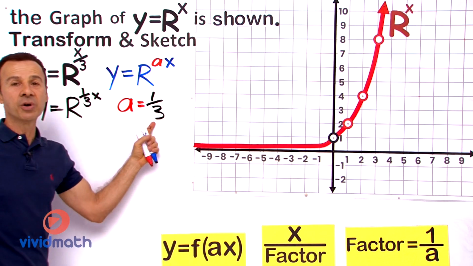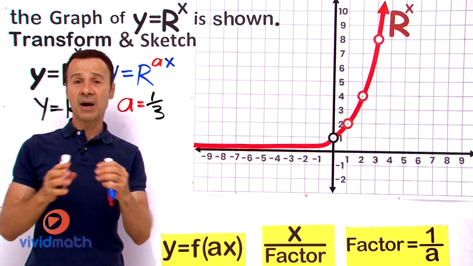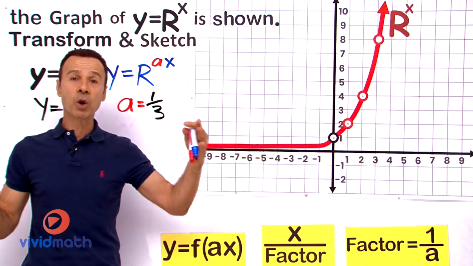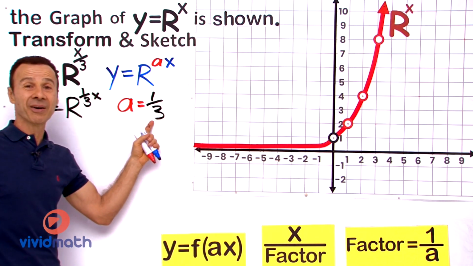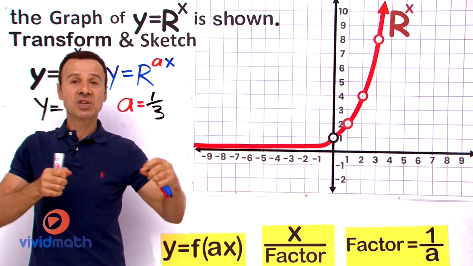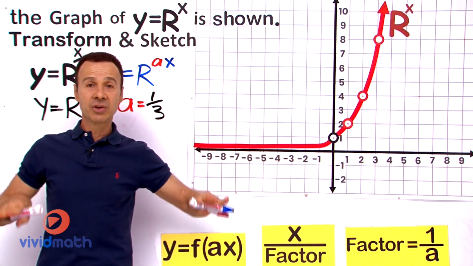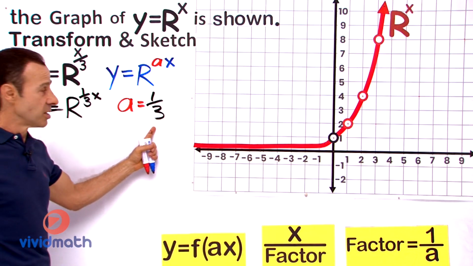Now, a is 1/3, and we know that when we have a value of a between 0 and 1, what are we going to get? It's going to be horizontally stretched, expanded further away from the y-axis and closer to the x-axis. So that's what that means. So we've got our a.